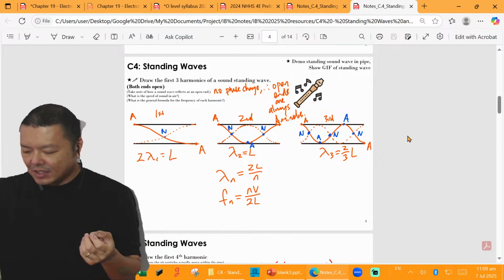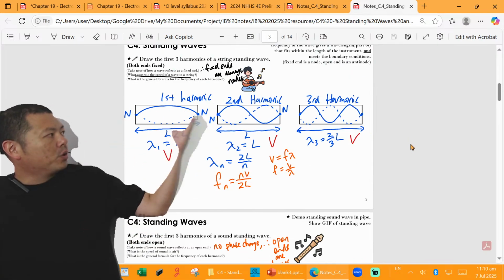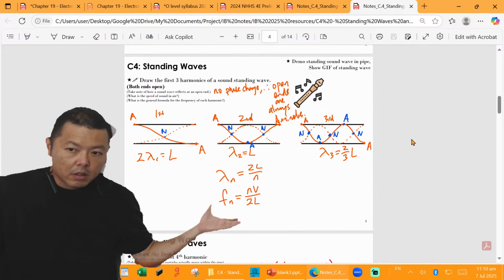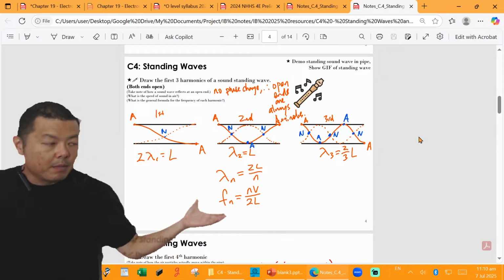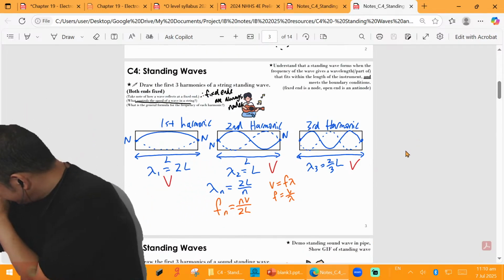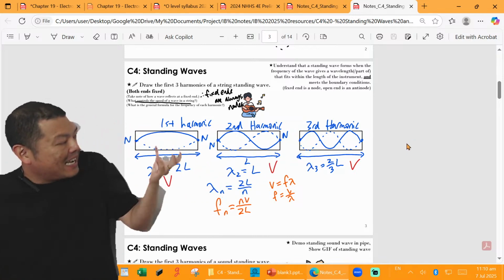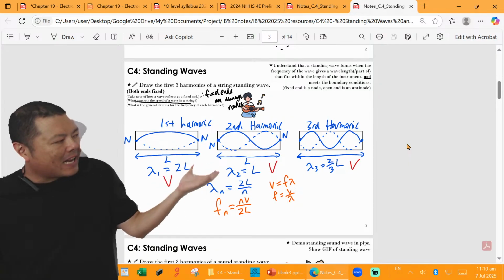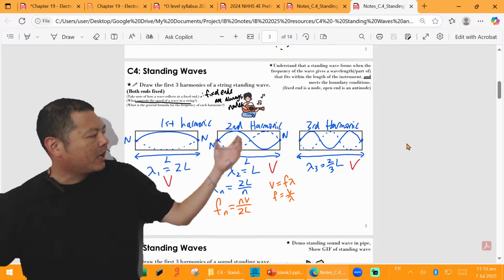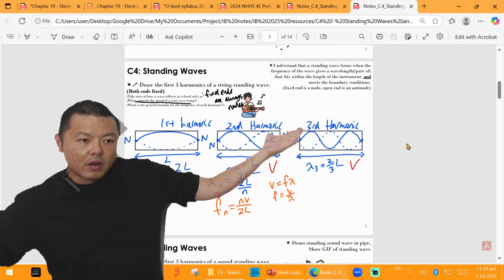Okay, so the subtle differences: two ends closed, both ends are nodes; two ends open, both ends are antinodes. The general formula is the same, because as you go from the first to second to third harmonic, you increase the shape by half a wavelength. But don't forget, the speed is always the same. You change the frequency, you're changing the wavelength. These are different wavelengths, but the pattern of the shape increases by half a wavelength with every harmonic.